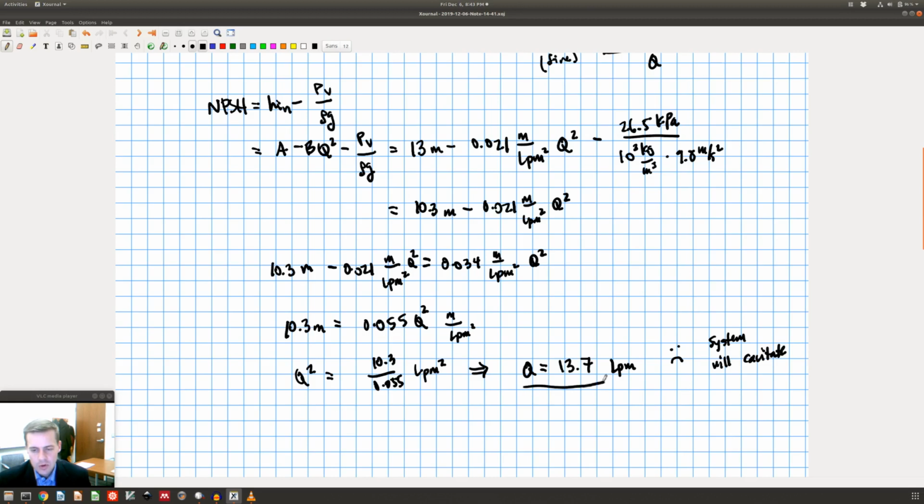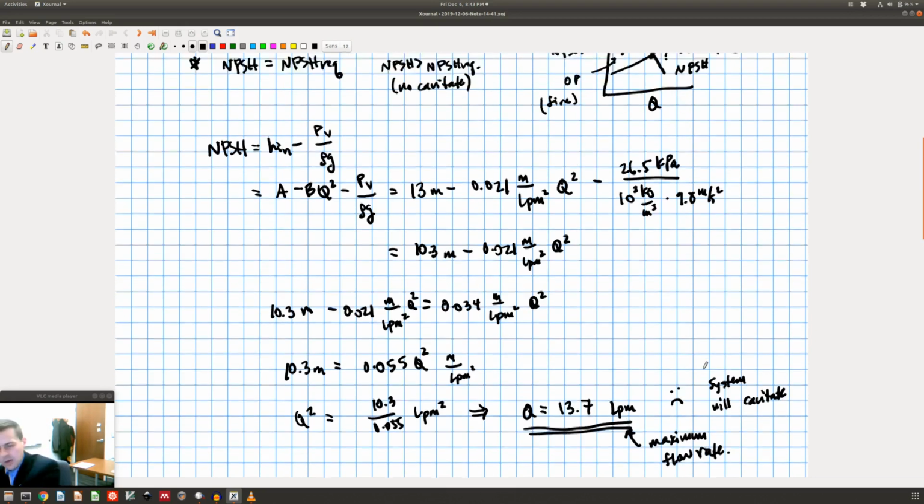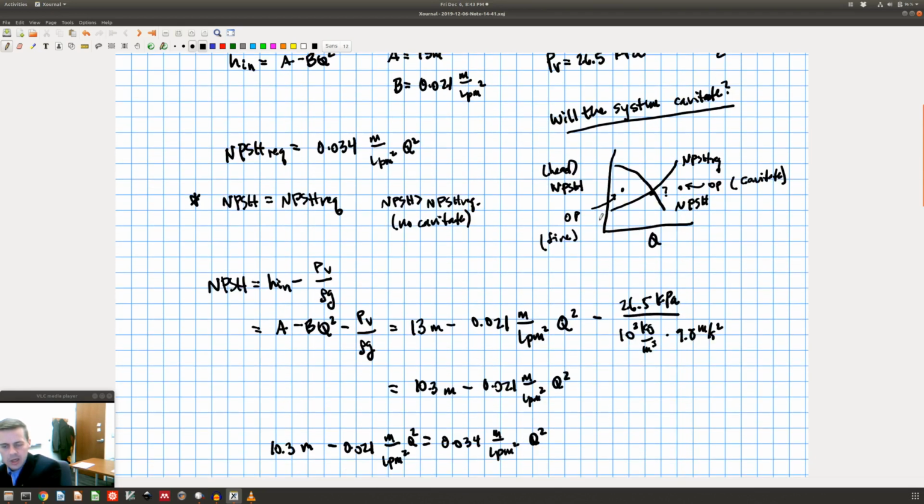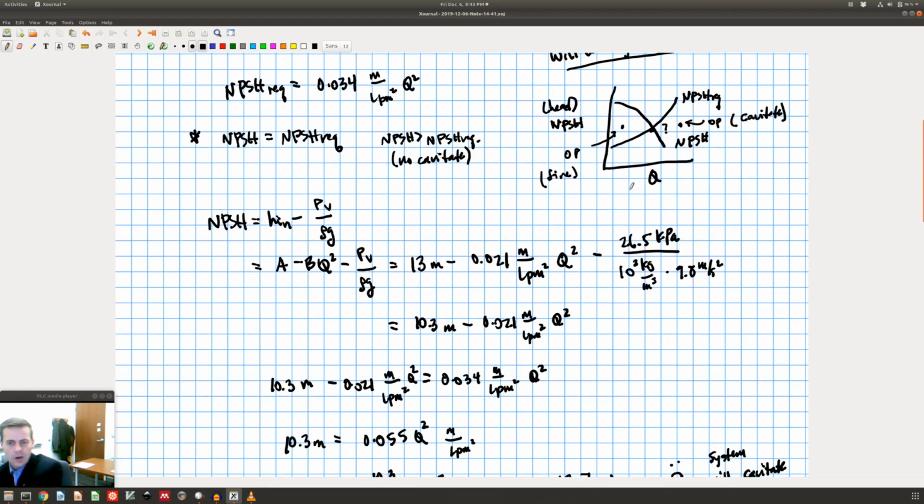Okay, so notice that the Q that we solve for is going to be the maximum flow rate. If we have a Q that's higher than that one, then we're in trouble. If it's less, then we're fine. That's because we need the NPSH to be greater than the NPSH required in the pump. So that's the first example about NPSH.